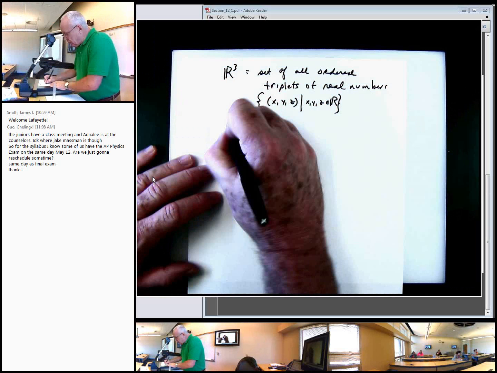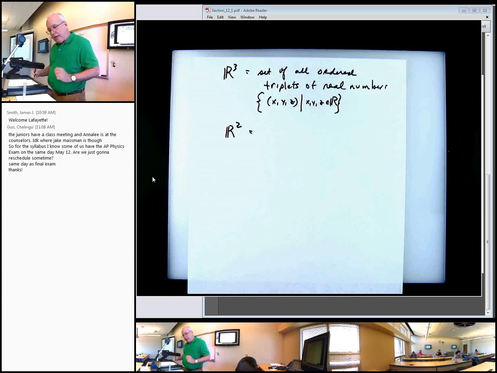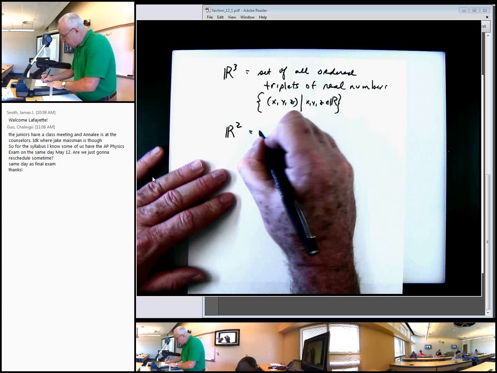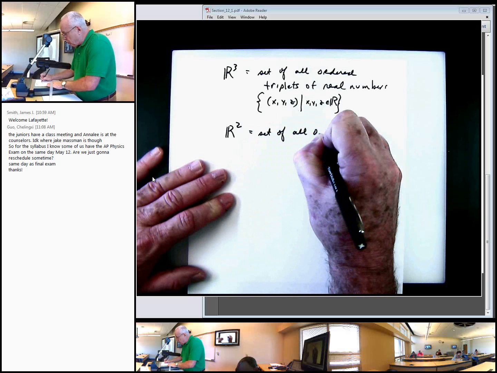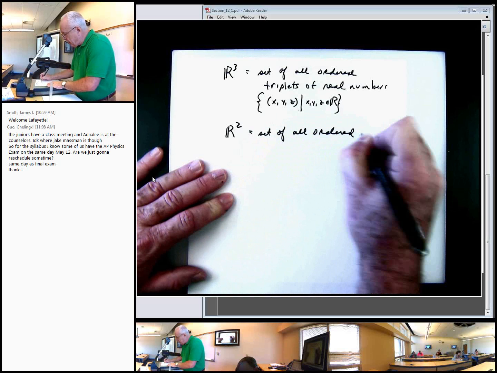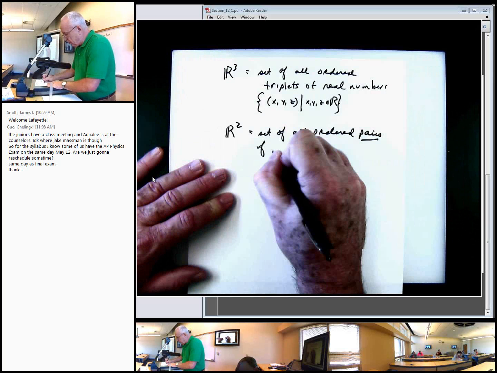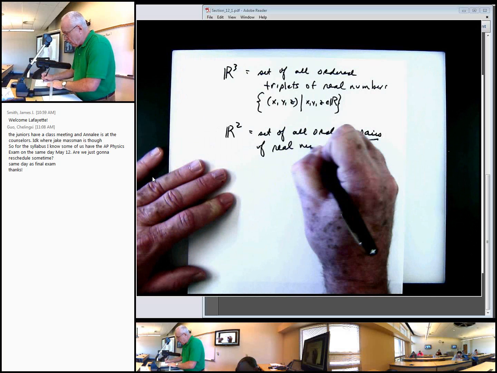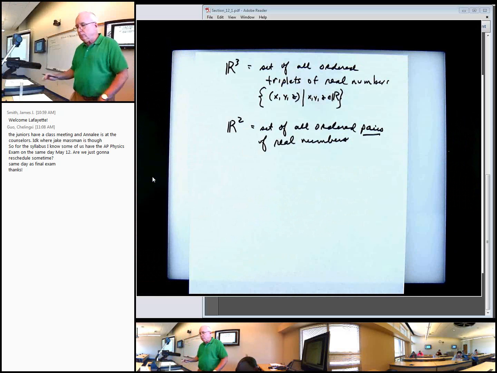Then similarly, we have R2, which is the set of all ordered pairs of real numbers, which is what you're used to from the previous semesters. So R2 and R3.